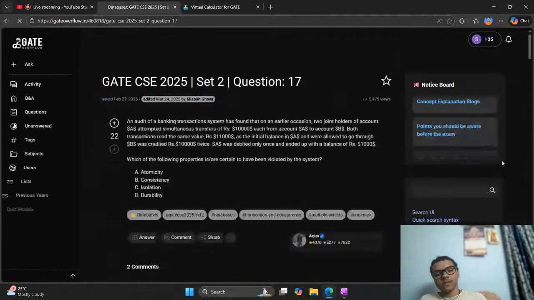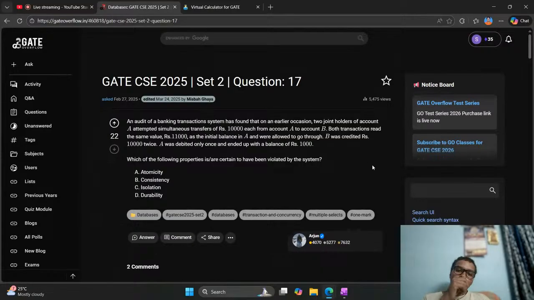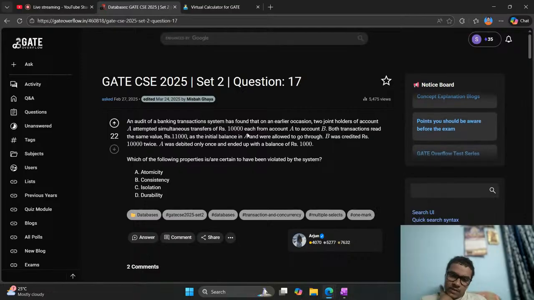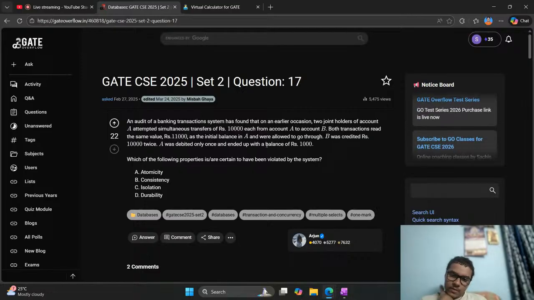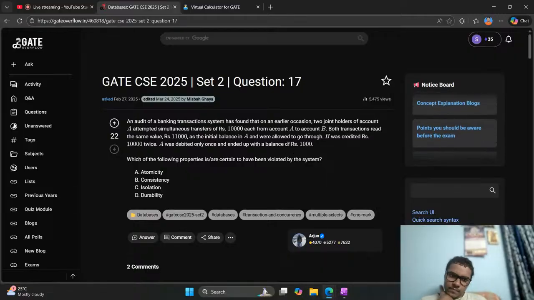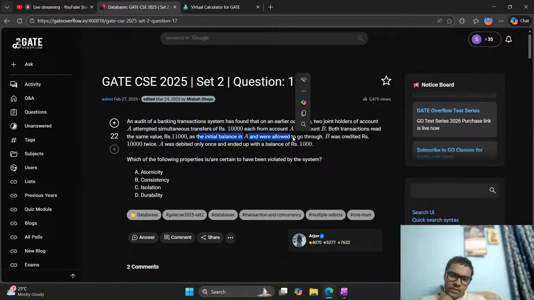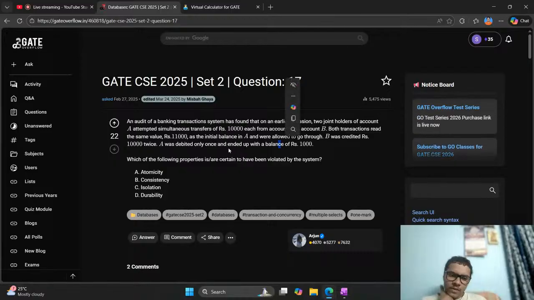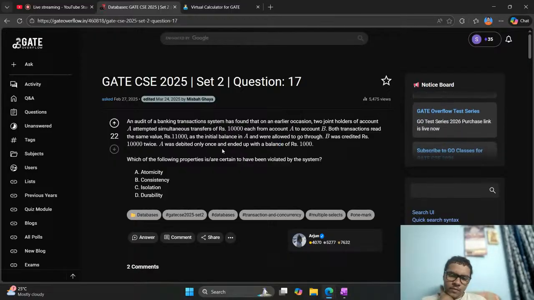The slide's not loading. Two joint holders of account A attempted simultaneous transfers of 10,000 from account A to account B. Both transactions are at the same value. Rupees 11,000 was the initial balance in A, and both were allowed to go through. B was credited 10,000 twice, so it ended up with a value of 20,000.